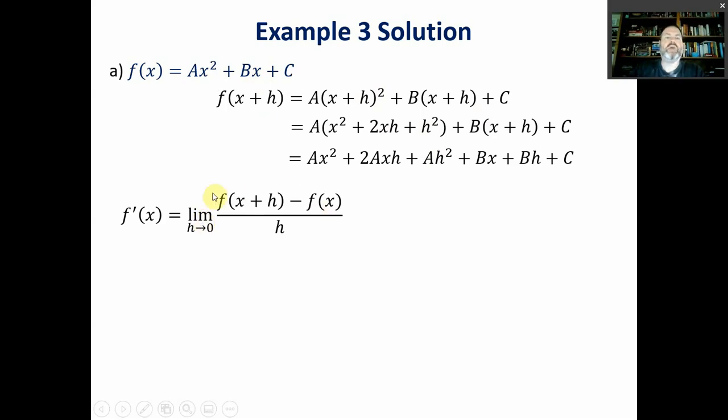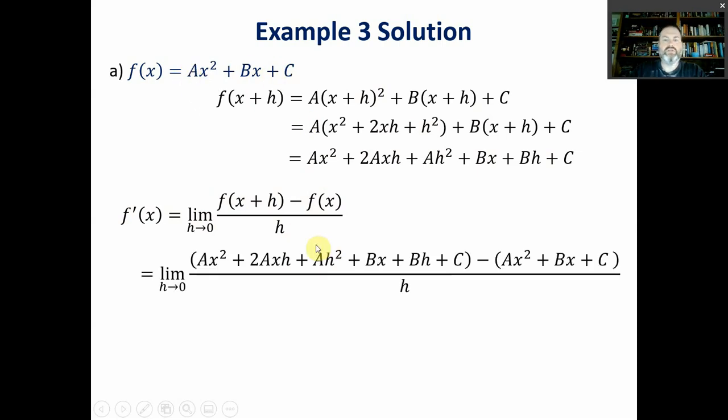Now I have my derivative formula. Where I see f of x plus h, I'm going to plug in this. Where I see f of x, I'm going to plug in this, all over h. So you can see by doing a little side work, it saves you some writing, right?